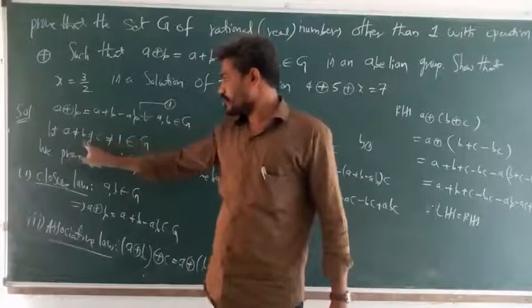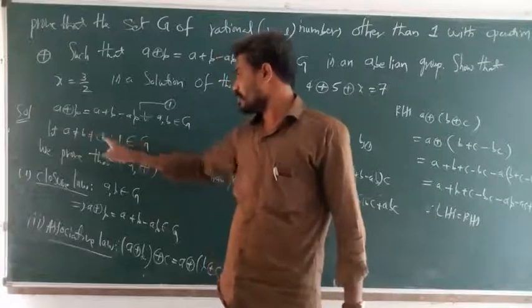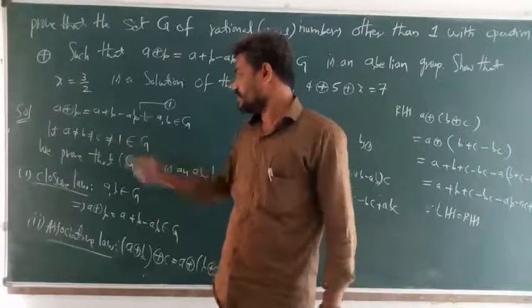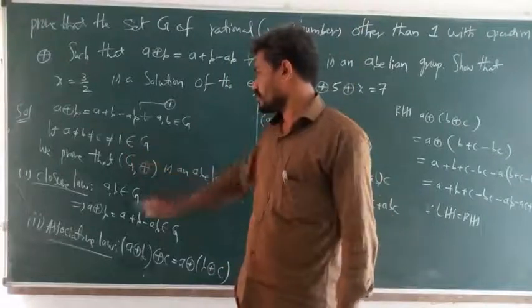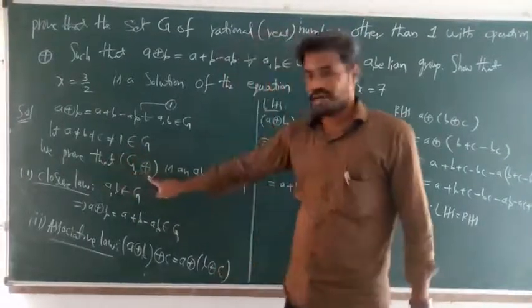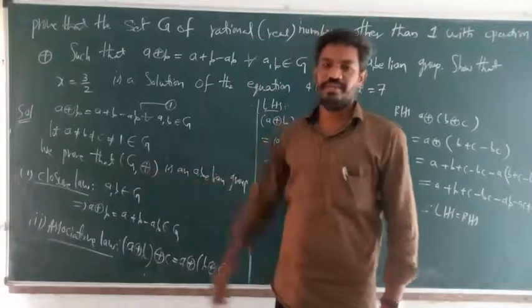Let A, B, C not equal to 1, meaning A does not equal 1, B does not equal 1, C does not equal 1. Any element you can assume. This is one condition, all belonging to G. Prove that G with direct sum is an Abelian group. Direct sum is a binary operation.